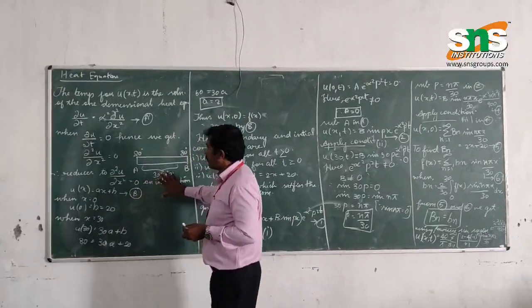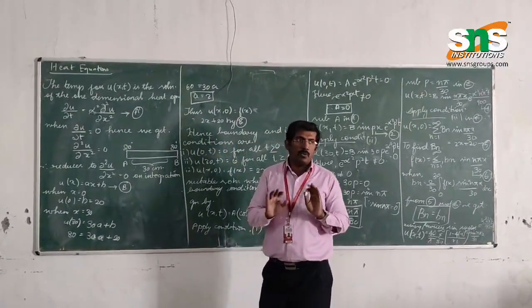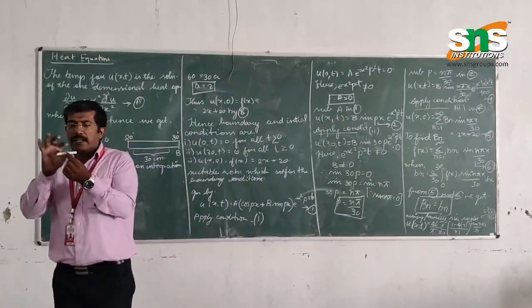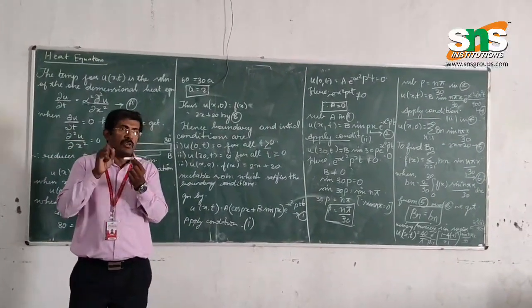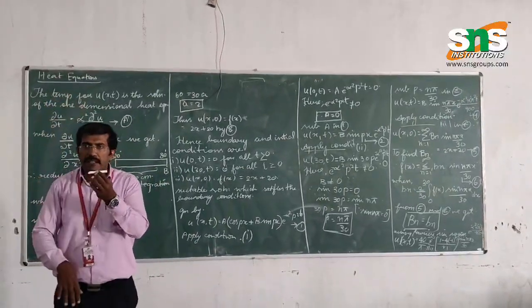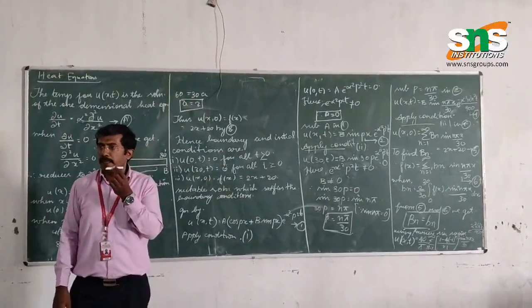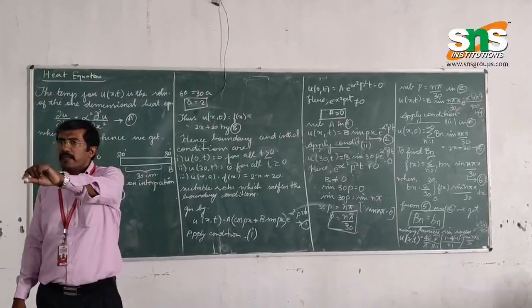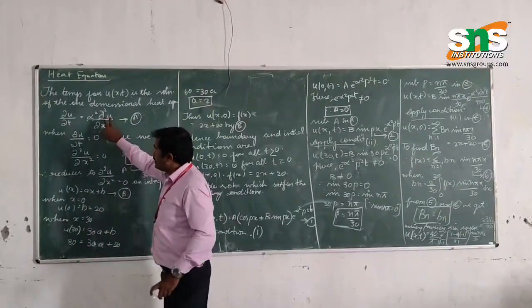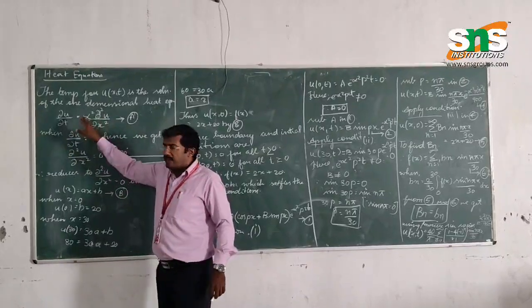So in this problem, I am going to explain the first type of operating condition: after the steady state condition has arrived, you just stop heating the rod so that the heat completely reduces to 0 degrees Celsius. In that situation, how do you find the heat distribution? Got it? It's very simple. This is the heat equation.